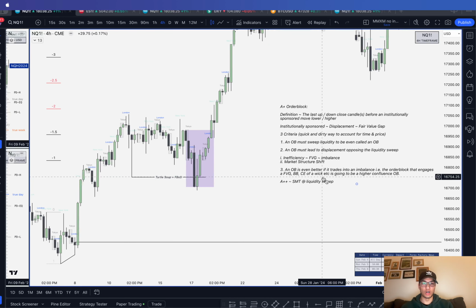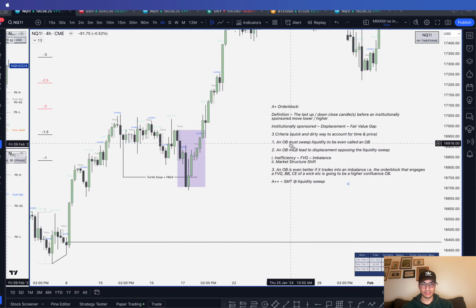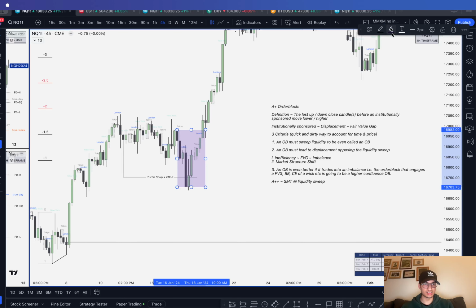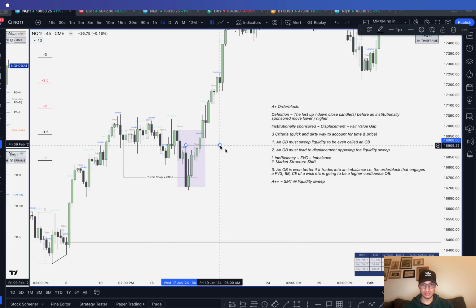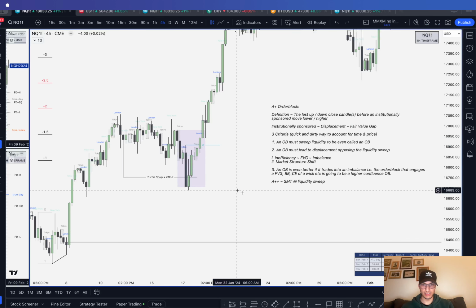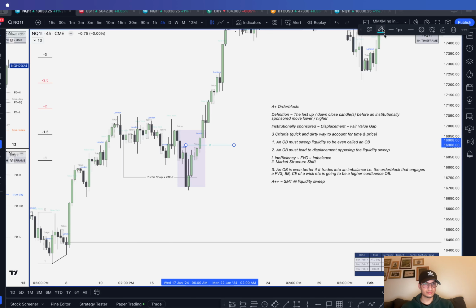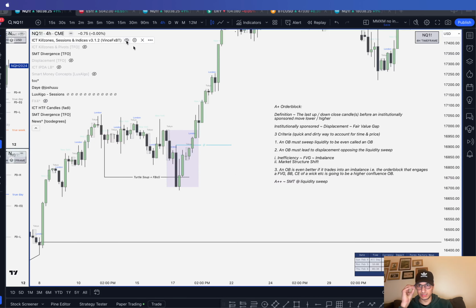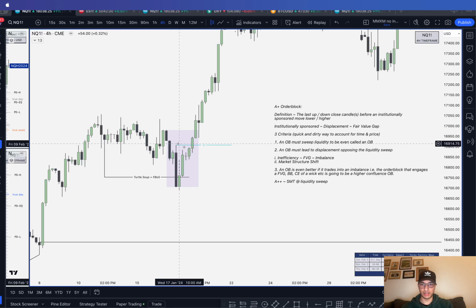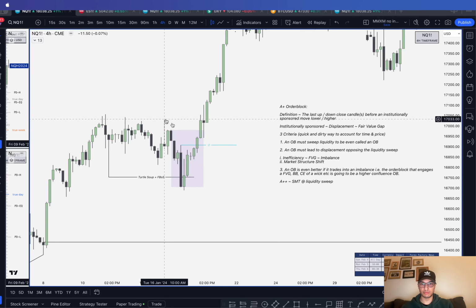Okay, so are all conditions met here? Quickly. Sweep? Yes. Displacement? Yes. I see displacement, right? Yep. Let's make this a little bit less bright so we can draw in our market structure shift. That's our market structure shift right here. Okay. I'm going to turn off these sessions too. It's really annoying me. There we go. Market structure shift right here. Secondary market structure shift right there.